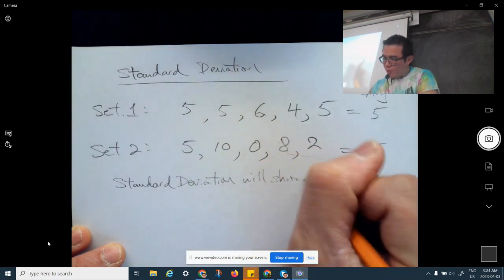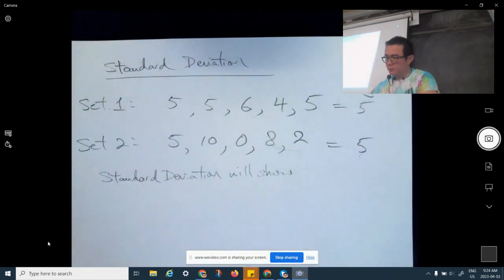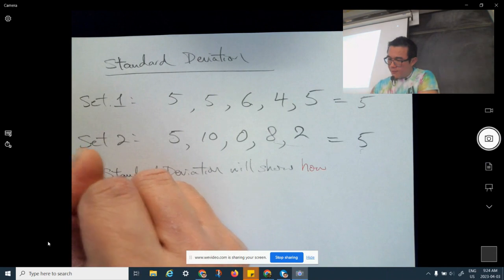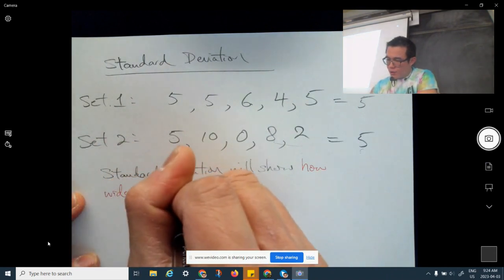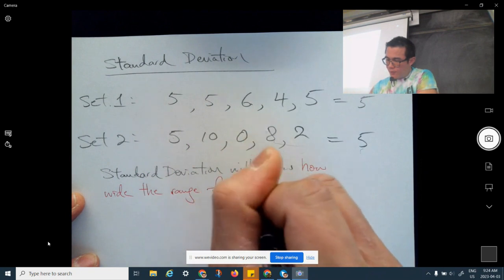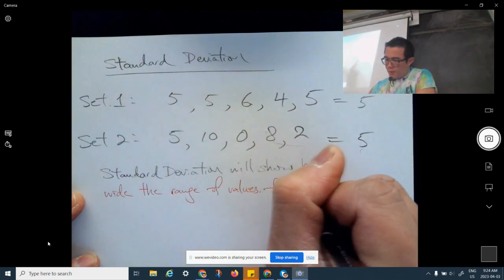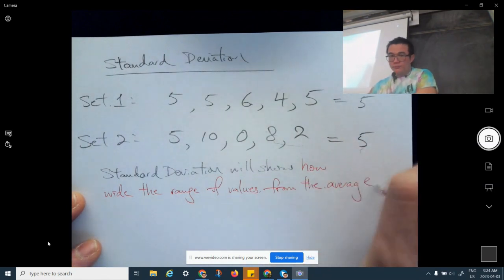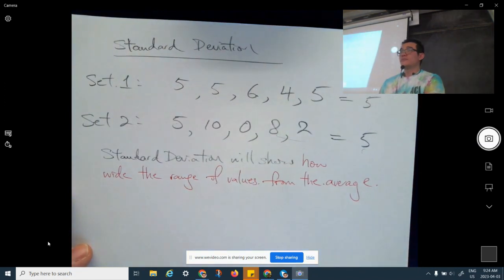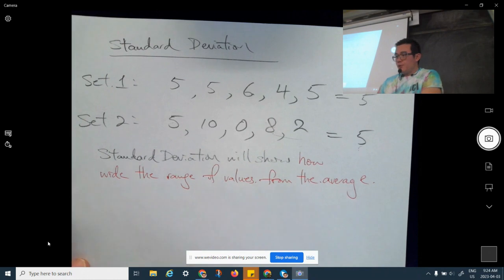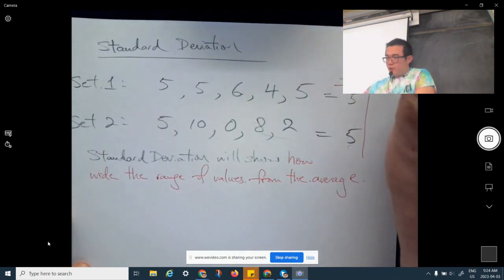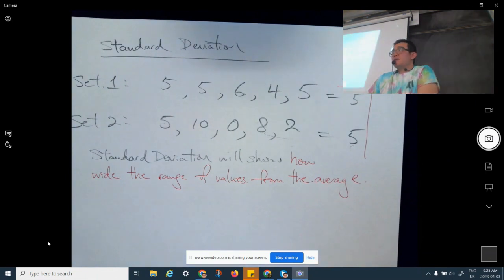will show how wide the range of values is from the average. Okay? Are we good so far? So in this case, the short form for standard deviation is usually STD-DEV. Okay? On Excel will be STDEV.